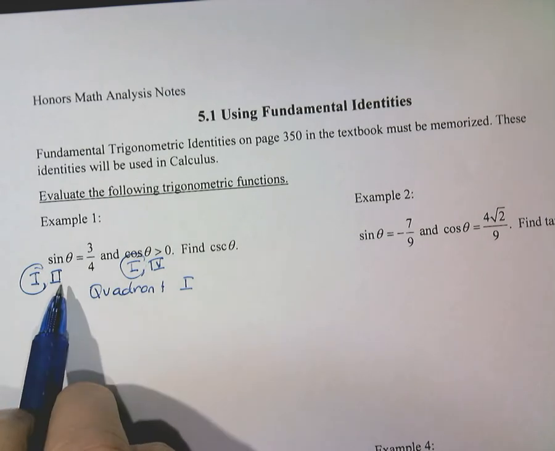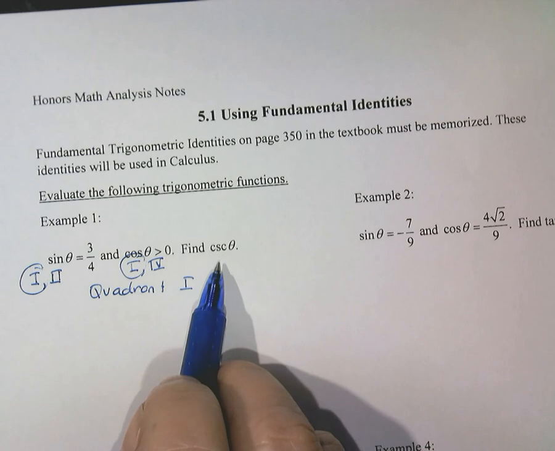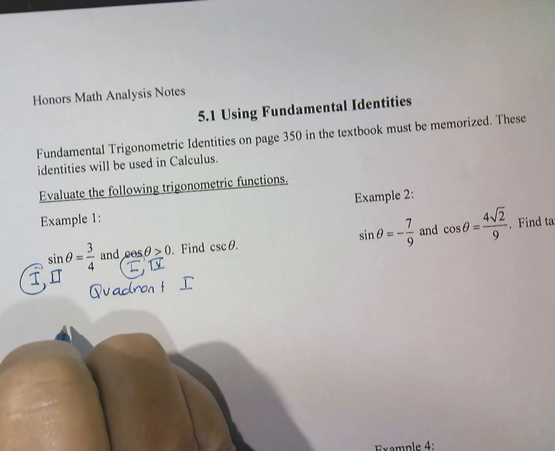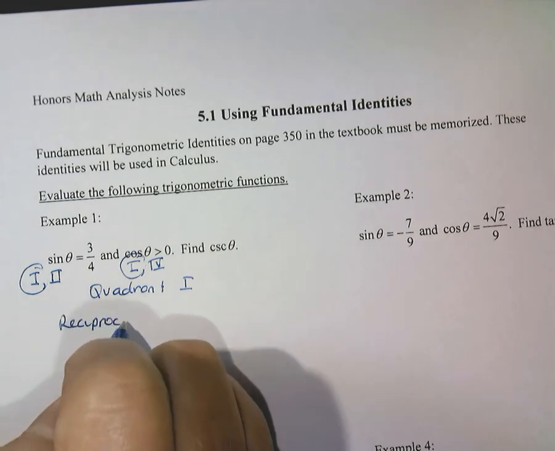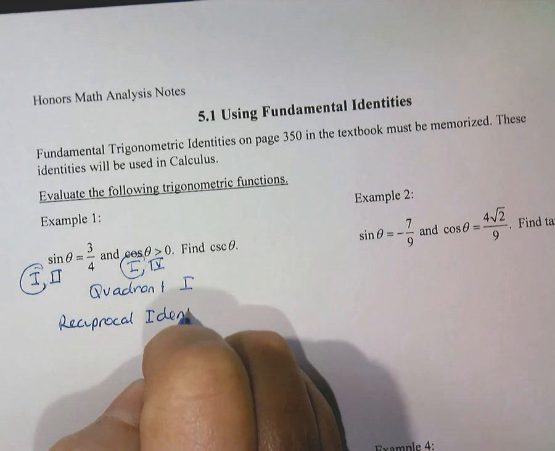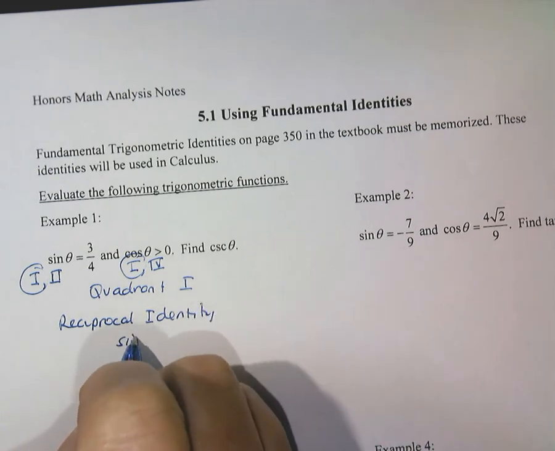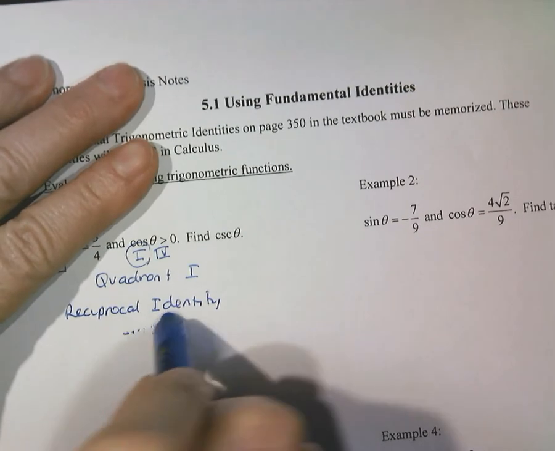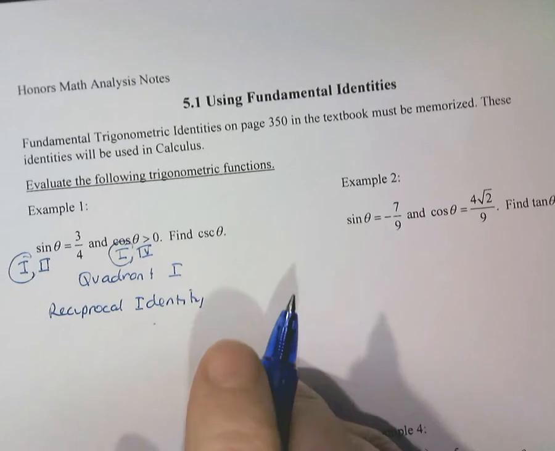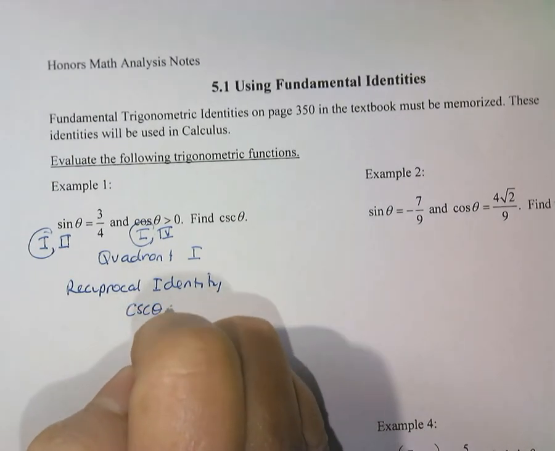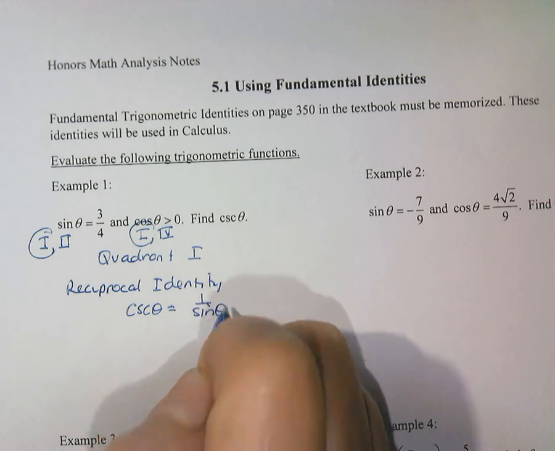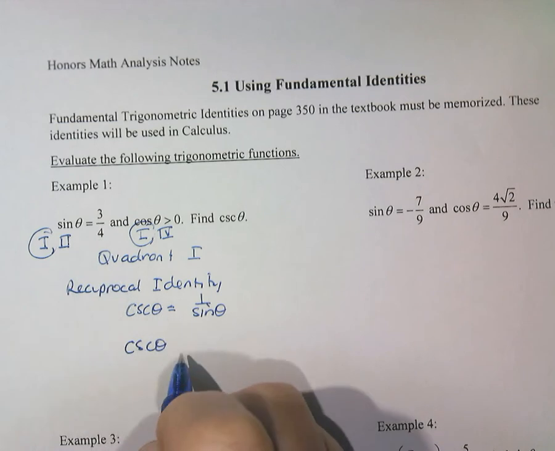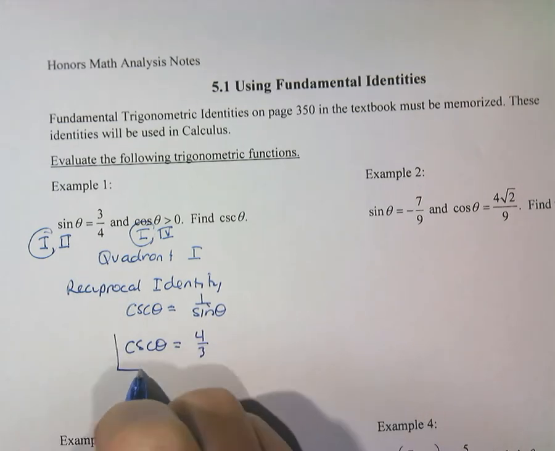So if I'm given sine theta is 3/4 and I want to find cosecant theta, then I'm going to use a reciprocal identity. My reciprocal identity is that cosecant theta is equal to 1 over sine theta. So cosecant theta is going to be the reciprocal of 3/4. So it's equal to 4/3.